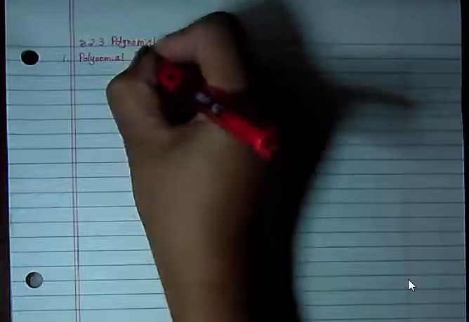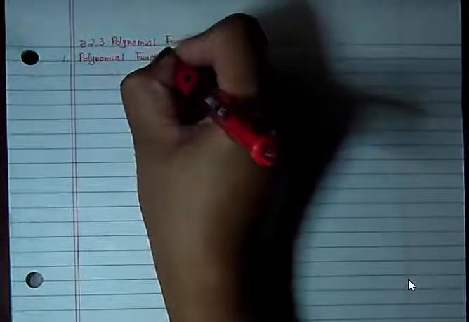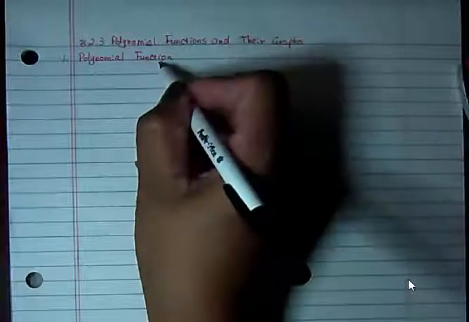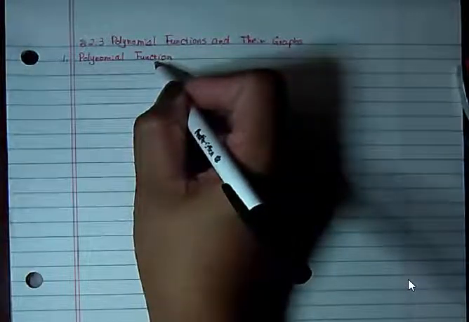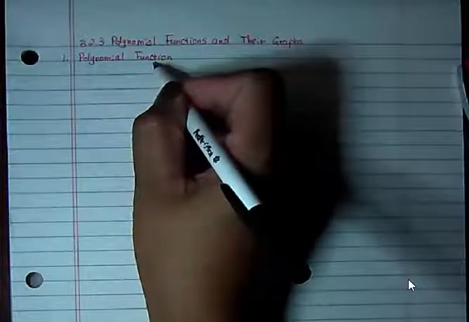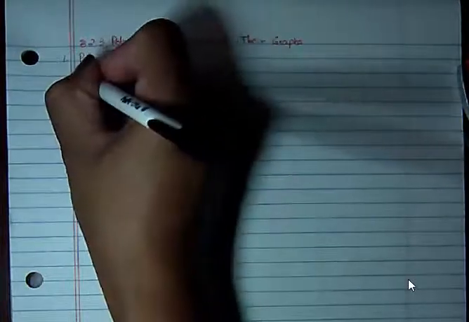Okay, let's take a look at polynomial functions, and of course we are going to take a look at their graph. Before we can see those functions, let's see what the definition of a polynomial function is. Sure enough, it must be a function. A function is a relation in which each input corresponds to exactly one output. So what is the definition of that?